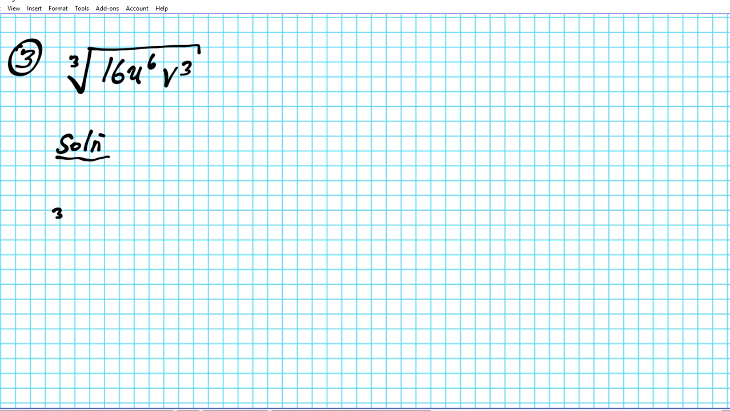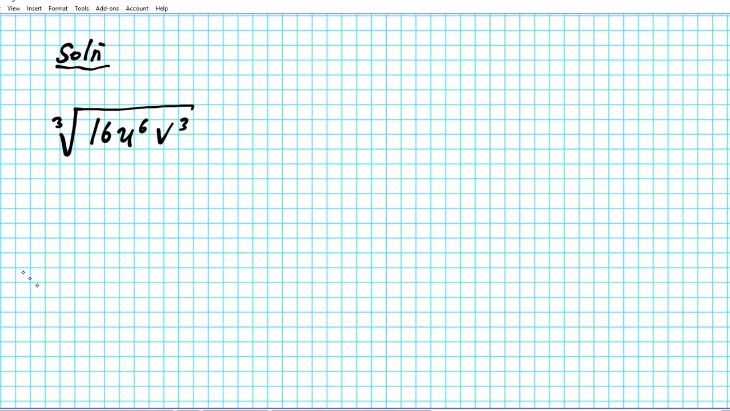All right, let's take a look at question 3. So for question 3, what if we are to simplify the third root of 16u to the sixth v to the third? Let's try this one. All right, so for this particular problem, the third root of 16u to the sixth v to the third, the index is 3. So every factor that repeats itself 3 times can come out as 1.